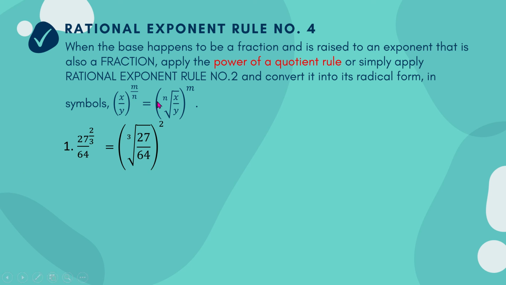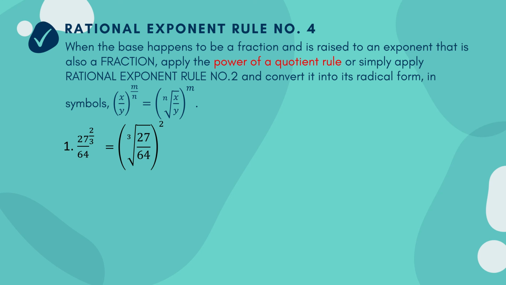So, following the rational exponent rule number 2, first is to write the radical symbol. The radical symbol is the base, 27 over 64. Then the index is 3, since our denominator in the exponent is 3. Then the exponent outside the parenthesis is 2, since our numerator is 2. So always, the numerator is the exponent and the denominator is the index.